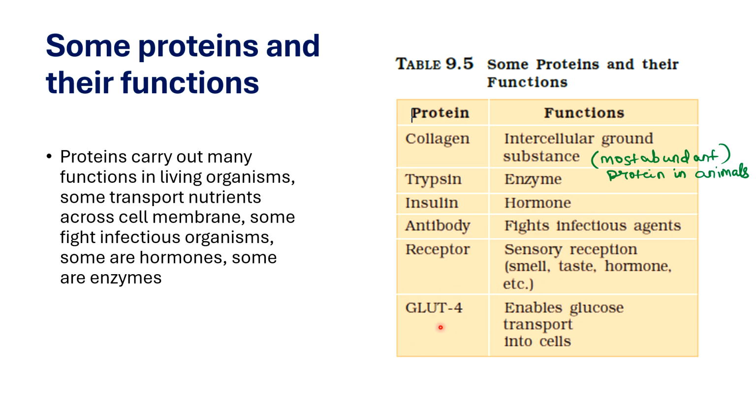Next we have proteins that can help in transport, and they are called transport proteins. Example of it is GLUT4. This is a protein which helps in transport of glucose into the cells. So the examples of GLUT4 and collagen are very important here.